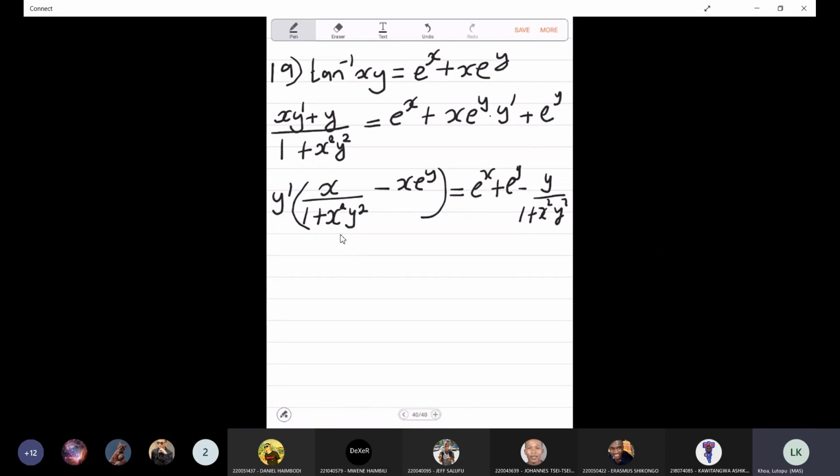Right. Okay, and then from there, I don't want to write it in a very complicated way, but we want y prime to be alone. So we divide by the bracket on both sides. So you can work on it a little bit to make it look nicer, but essentially what you have is this.